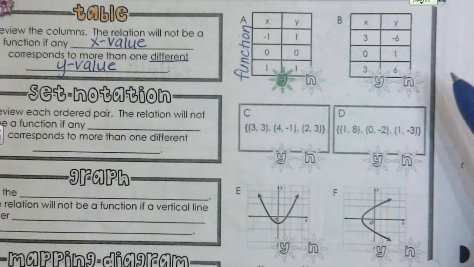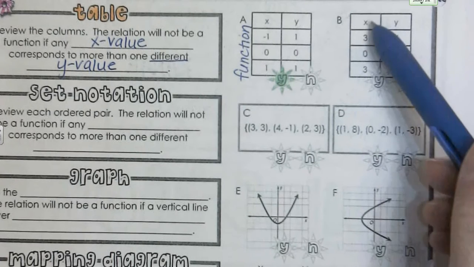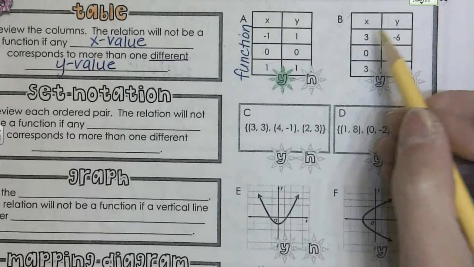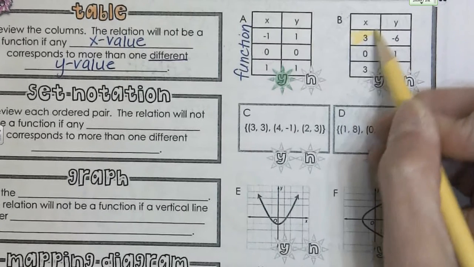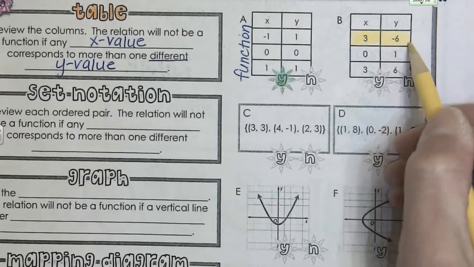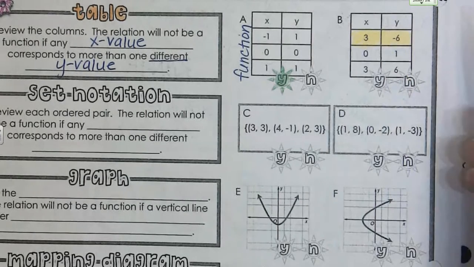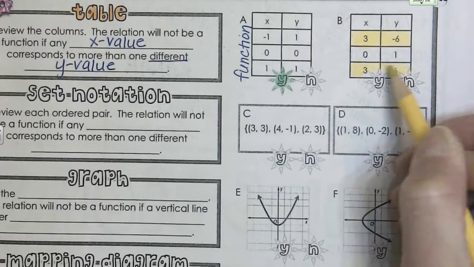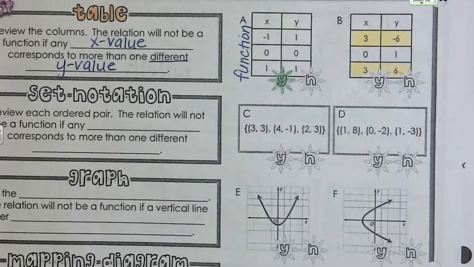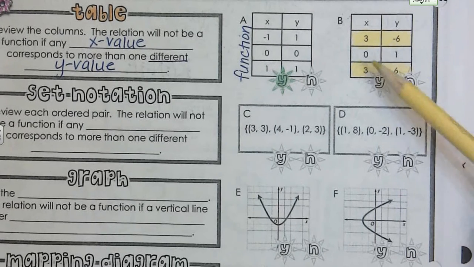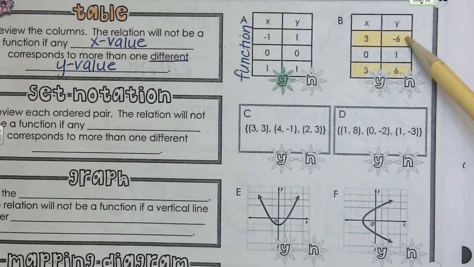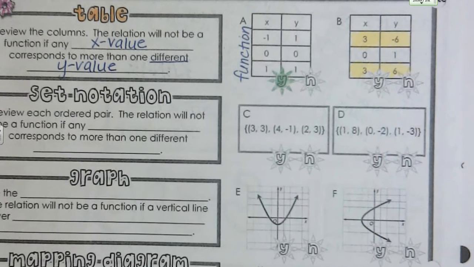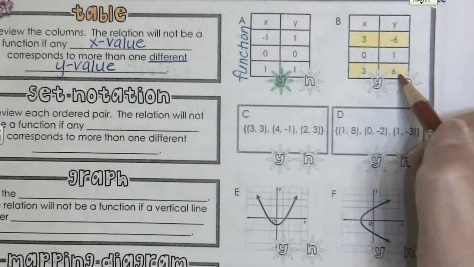So again, I'm going to review the columns. I'm looking down my x column, and I notice, that's interesting, I have a 3 here that corresponds to a -6, and then I have a 3 here, which corresponds to a 6. So I can't predict it. I now see that my input of 3 has 2 possible outputs. Well, that makes it not a function. So in fact, this one is not a function.